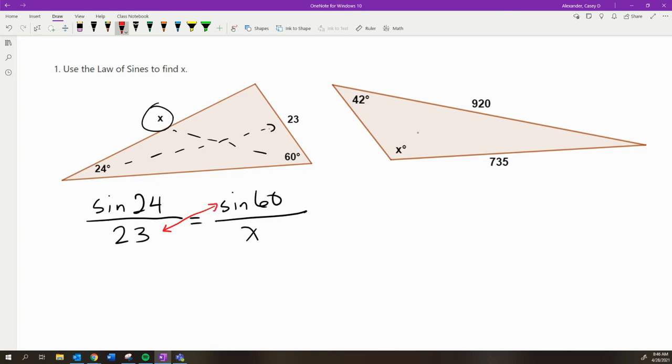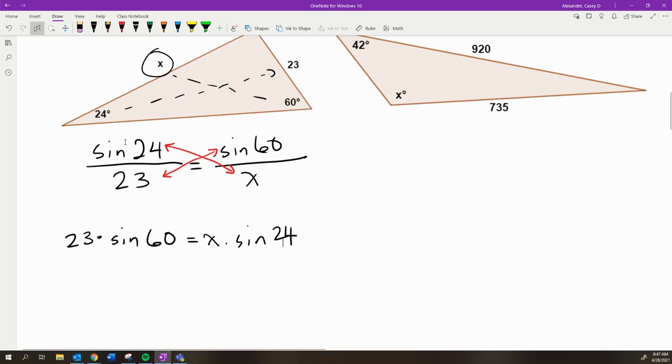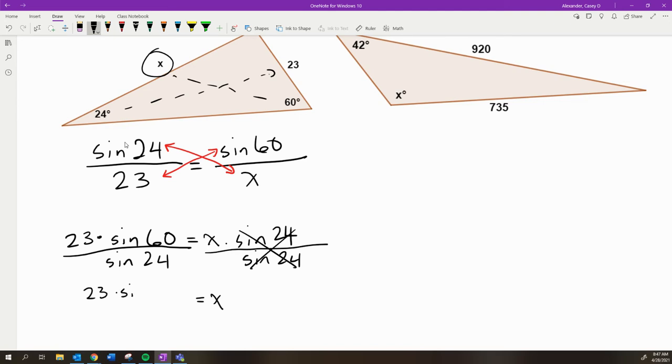So the denominator of one side multiplied by the numerator of another, 23 times the sine of 60 degrees, will be equal to the other cross product, x times the sine of 24 degrees. And then to finish this problem off, we have to get that x by itself. So let's just divide by the sine of 24 degrees. Remember, the sine of anything is just a number, and you can divide by a number. And so it turns out x is equal to 23 times the sine of 60, all divided by the sine of 24. And so I just need to use a calculator to approximate that.